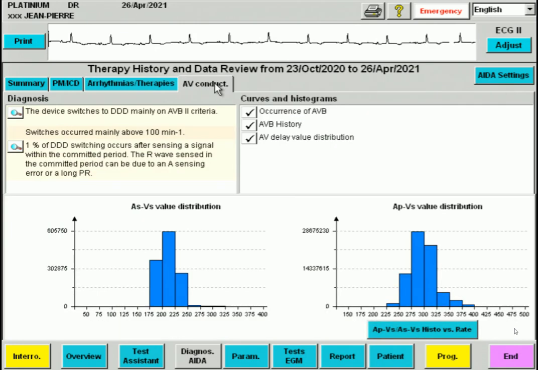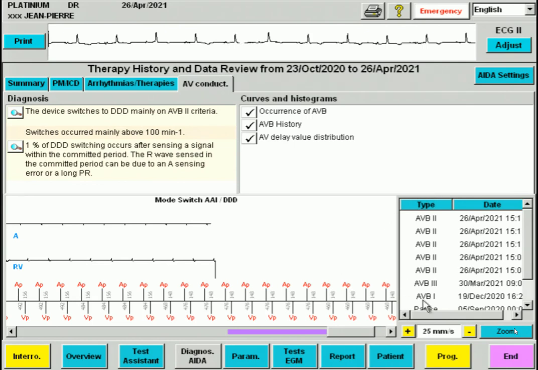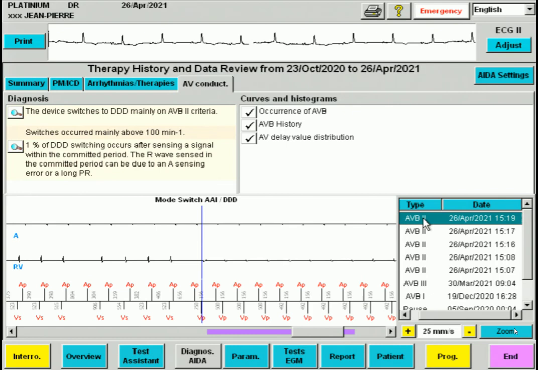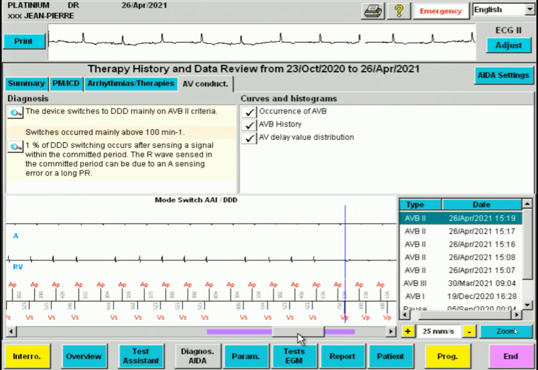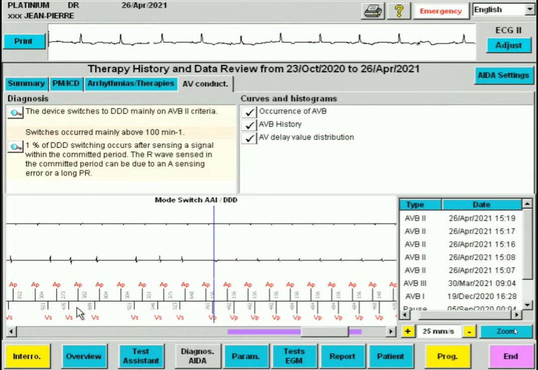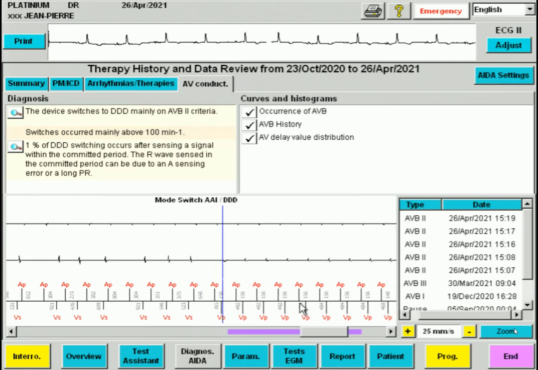The last tab concerns AV conduction, with here the list of the AV block episodes, with their date and hour. In this example, we observe a Wenkebeck phenomenon with progressive PR prolongation until a blocked P wave. Since there are 3 blocked P waves in a window of 12, the device will switch to DDD.